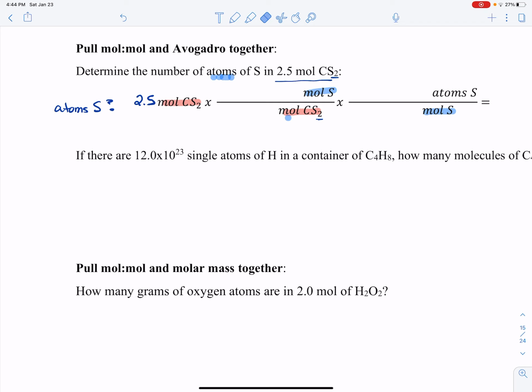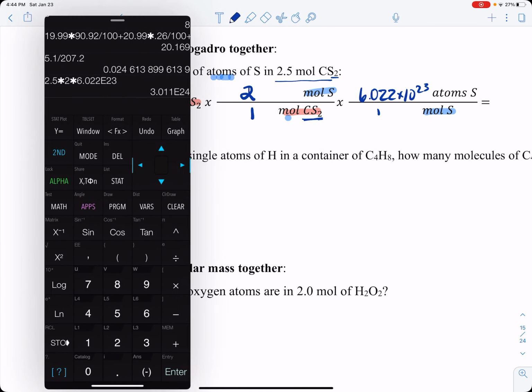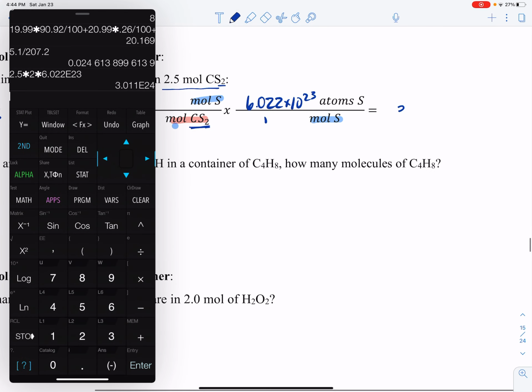We just want some relationship. So it's easiest to pick one of the big whole thing, and then you can turn it into the smaller thing that's inside of it. And then again, remember this is Avogadro's number. Then when we put it on our calculator, we'll have 2.5 times 2 times 6.022. I'm going to use my E key, second E, 23rd. So it gives me 3.011 times 10 to the 24th.